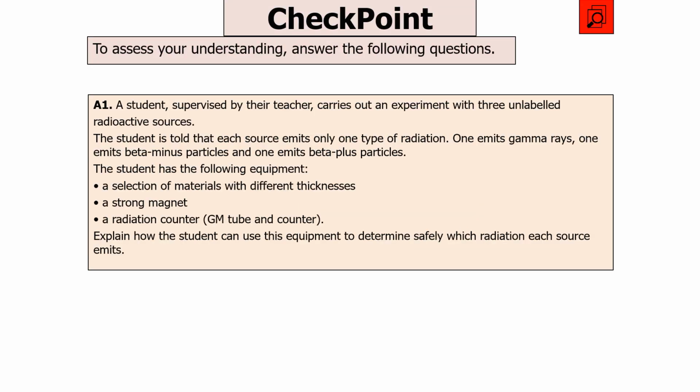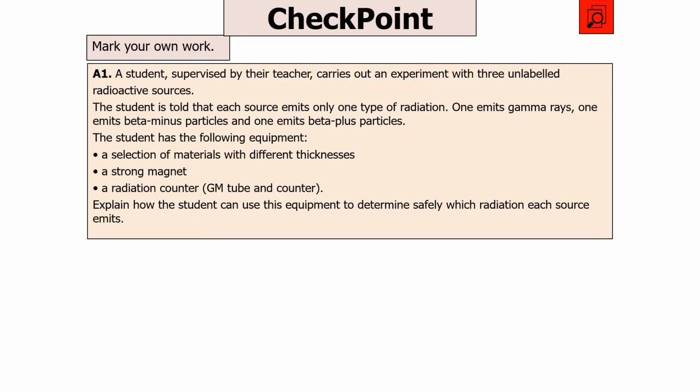The next question says, a student supervised by their teacher carries out an experiment with 3 unlabeled radioactive sources. The student is told that each source emits only one type of radiation. One emits gamma, one emits beta minus, one emits beta plus particles. The student has the following equipment: a selection of materials of different thicknesses, a strong magnet, and a radiation counter. Explain how the student can use this equipment to determine safely which radiation each source emits. So pause the video now, then unpause the video when you want to go through your answer.